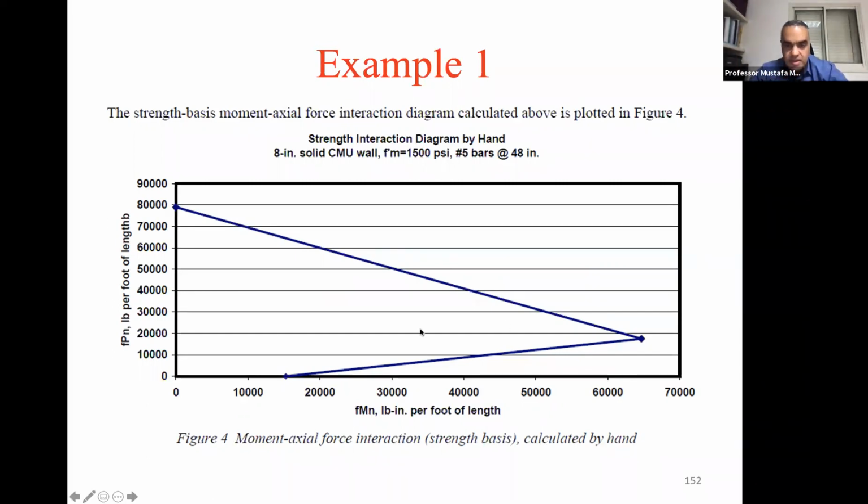So now you can look at whatever P and M you have, and if it falls within this, then it's okay. If it's outside, then you have to revise your design. So here you can see you write at the top of it, for anybody who's using it, for what data this has been done: 8-inch solid CMU wall, f'm is 1500, and the reinforcement is number 5 at 58.